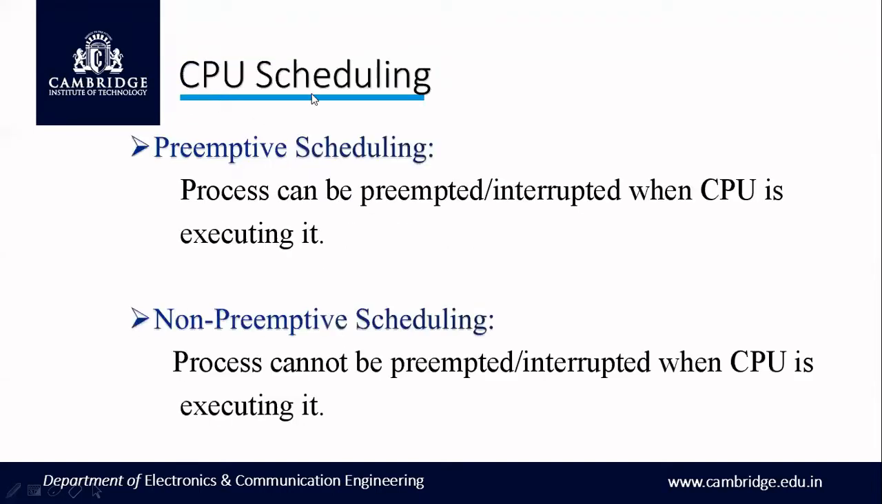In CPU scheduling algorithms, we have two types: preemptive scheduling and non-preemptive scheduling. In preemptive scheduling, the processes that are currently being executed by the CPU can be interrupted or preempted and given back to the ready queue. That is, processes can be moved from the running state to the ready state in preemptive scheduling.